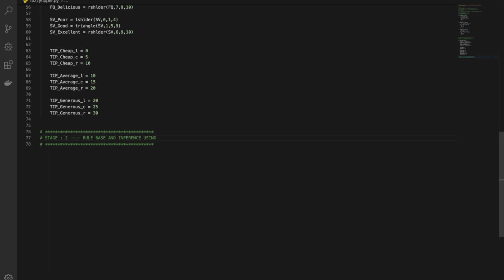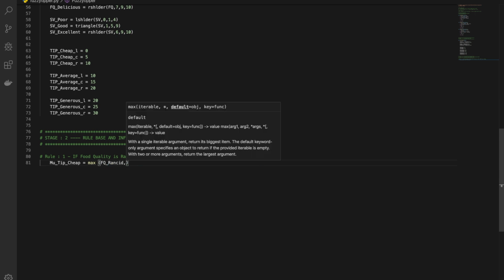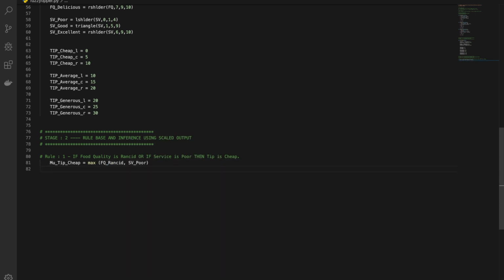The most important part of a fuzzy system is the rule base and inference. Here we will define the rule base, and the inference is done using the scaled output approach. So the rule base consists of three rules. Rule 1 is if food quality is rancid or if service is poor, then tip is cheap, and we will define that using the max function.